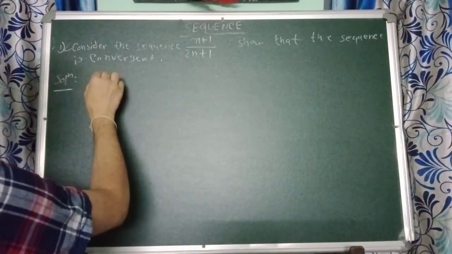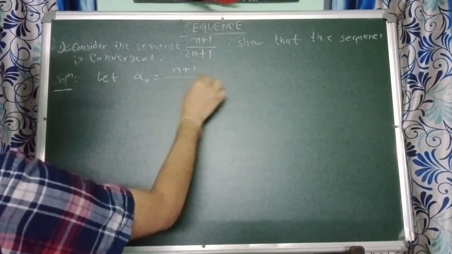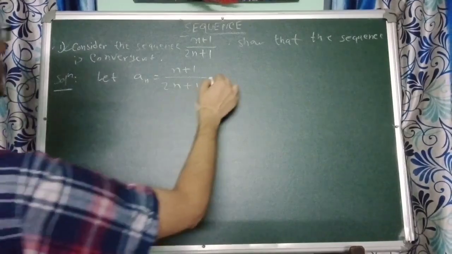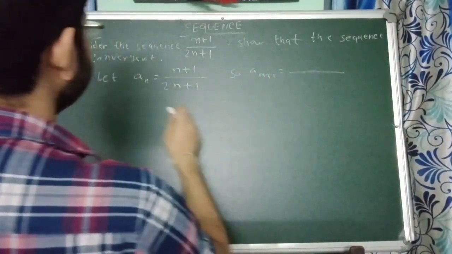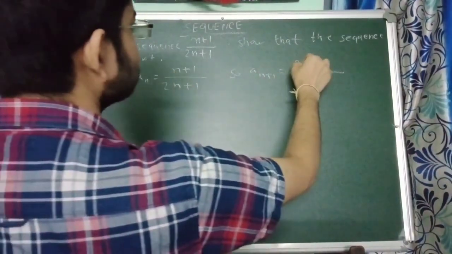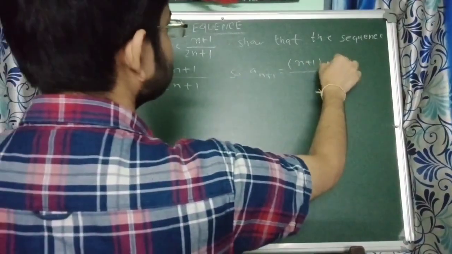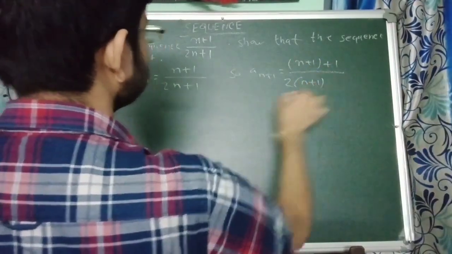So, as before, let a_n equal n plus 1 divided by 2n plus 1. So a_(n+1) equals, replacing n by n plus 1, n plus 1 plus 1 divided by 2 into n plus 1 plus 1.